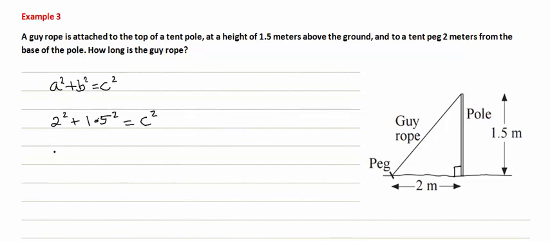Okay, so 2 squared is 4 plus 1.5 squared is 2.25 equals c squared. Okay, so we're going to have 6.25 equals c squared, and c will be the square root of 6.25. So c will be 2.5 meters. Okay, don't forget the unit because we are given units.